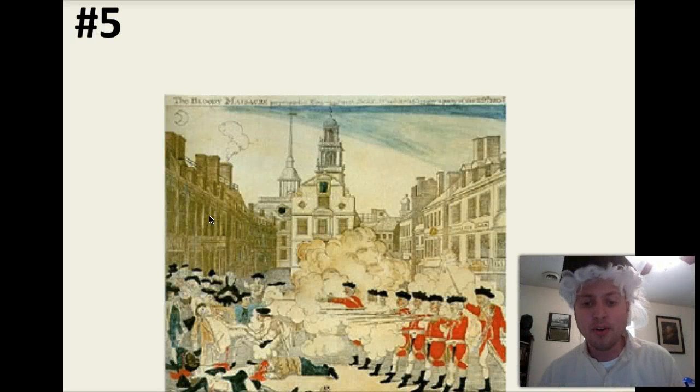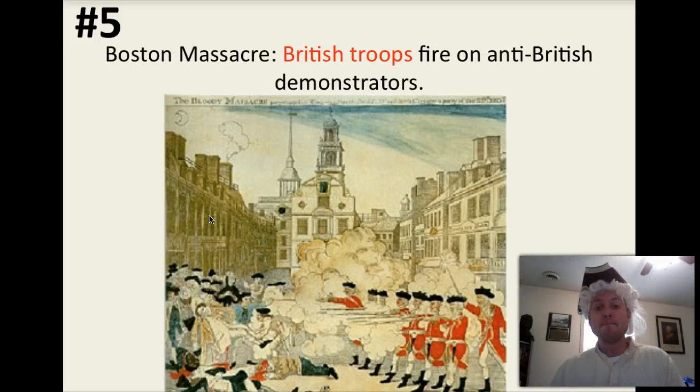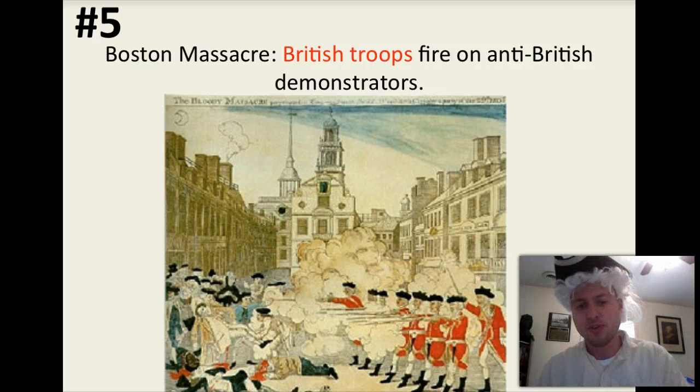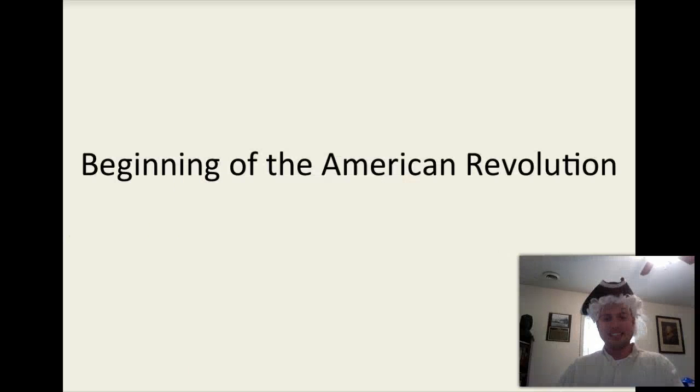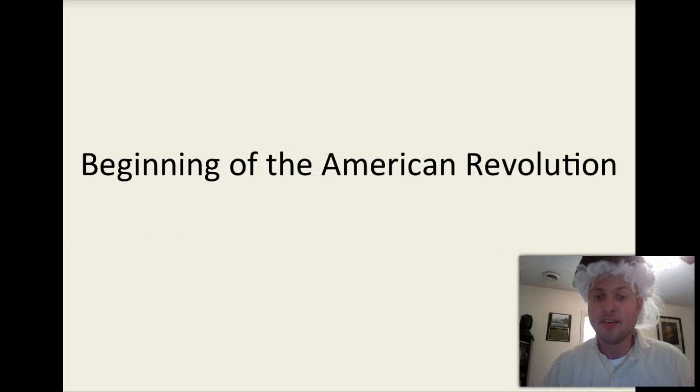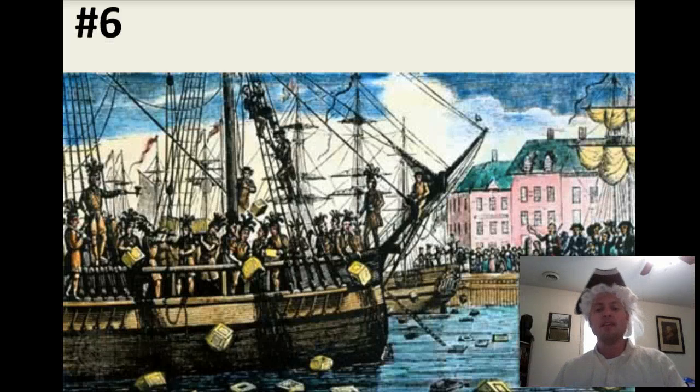At one protest, the Boston Massacre, British troops fire on anti-British demonstrators. Now, it was more chaotic than you see in this picture. This picture is propaganda showing those British troops firing down on the hapless colonists. But the bottom line is that there was colonial blood on the streets of Boston, all over fighting about these taxes. And now the American Revolution is beginning.